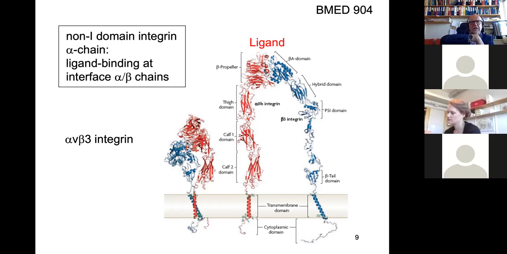Bent inactive and unfolded active conformation. This particular integrin turns out to bind ligand at the interface between the alpha and beta subunits. For the majority of integrins, that's the case. Both alpha and beta subunits are needed for ligand binding.